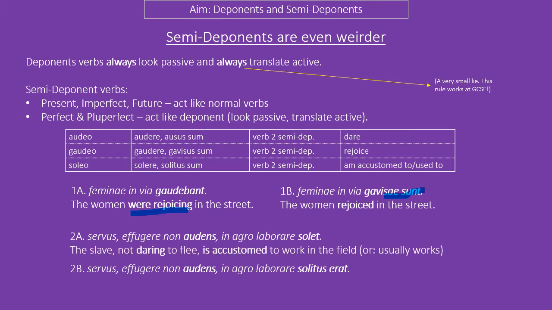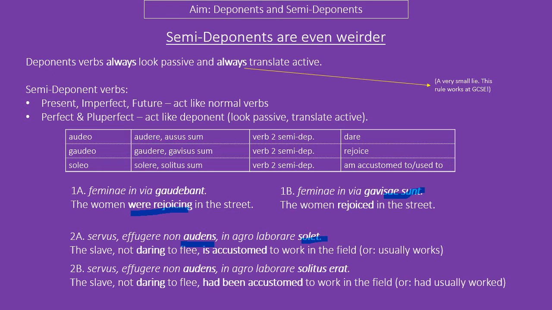One below: the slave, not daring to flee, is accustomed or usually works in the field. But then if you put that into a pluperfect tense, the slave, not daring to flee, had been accustomed to work in the field. So that is pluperfect passive, but because this is one of those weirdo semi-deponents, you're not going to translate it as passive. Thankfully, at least with gaudeo and soleo, that's fairly obvious because it'd be really hard to make those two verbs passive. You can't be rejoiced. It doesn't really make sense.